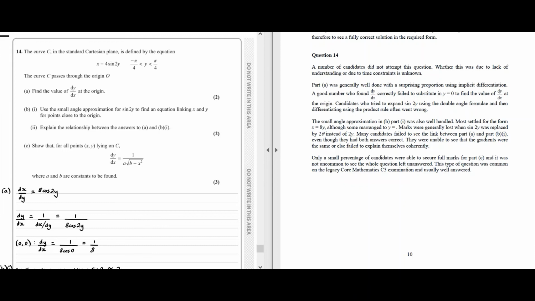Only a small percentage of candidates were able to secure full marks for part C, and it was not uncommon to see the whole question left unanswered. This type of question was common on the legacy Core 3 maths paper, so if you have a look at those, you probably would have answered the question quite well.